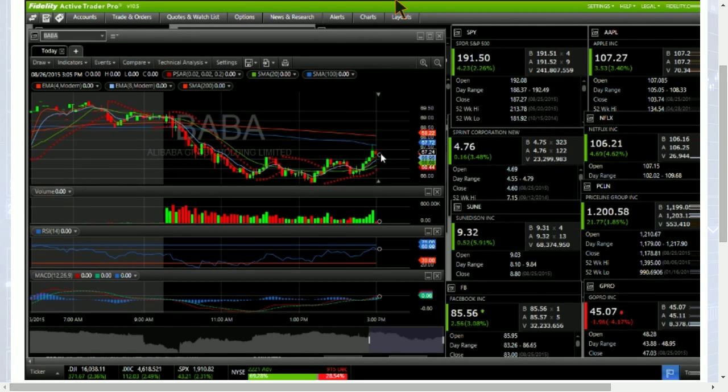BABA hit the 100 period moving average resistance and pulled back on high volume. Still setting higher highs and higher lows. Looking for 20 period moving average support to hold on a pullback, 66.68. Lots of volume here, increasing volume. That was a good sign for the bulls. Bulls really want to close over 70 as soon as possible to turn that back into support.